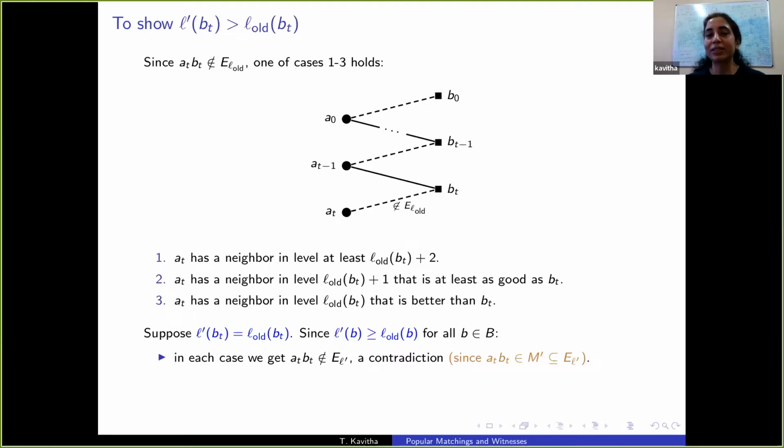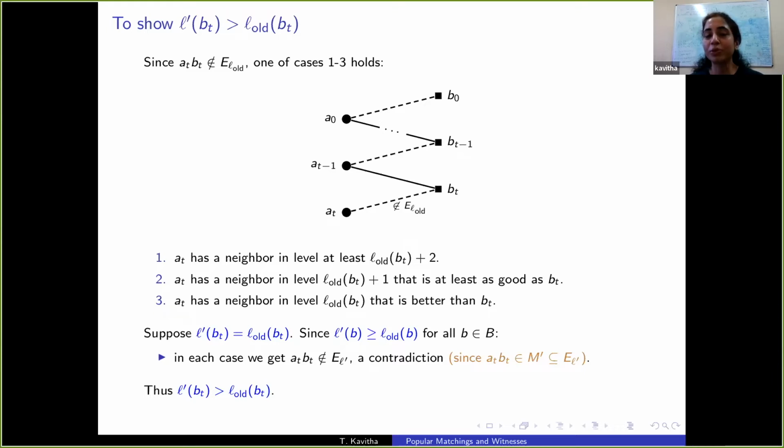So if it's the case that L prime of BT equals L old BT, then in fact this edge ought not to be present in the other subgraph either. But M prime is present in the other subgraph. M prime contains this edge, so this edge better be present, and the only way it can be present is that L prime BT is strictly larger than L old BT.